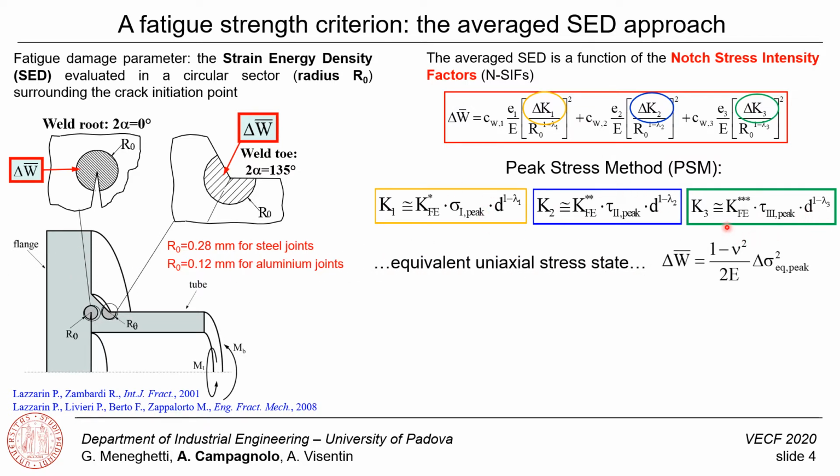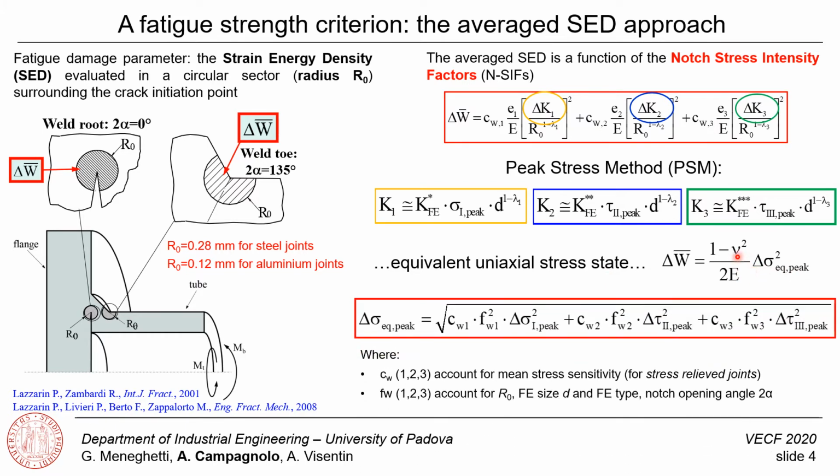Then, by considering an equivalent uniaxial stress state, an equivalent peak stress can be defined according to this expression and can be adopted in the same way as the averaged SED to assess the fatigue strength of welded joints.